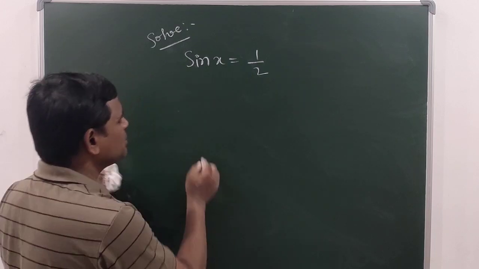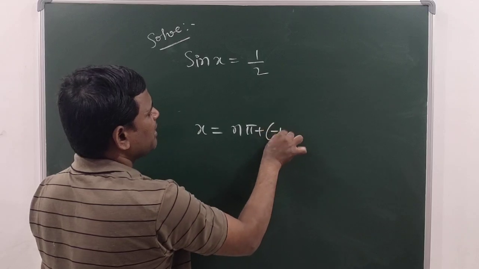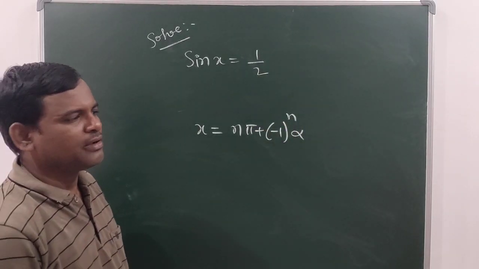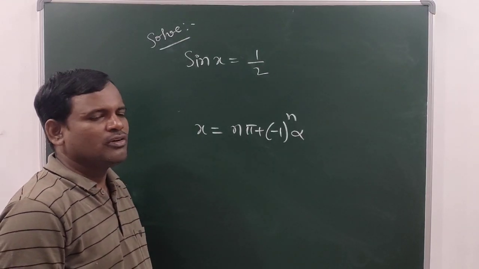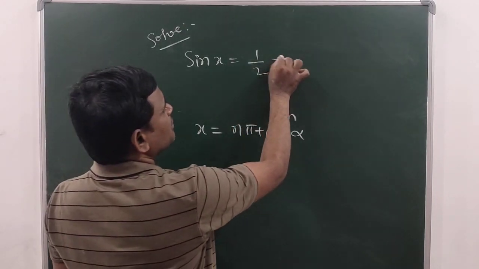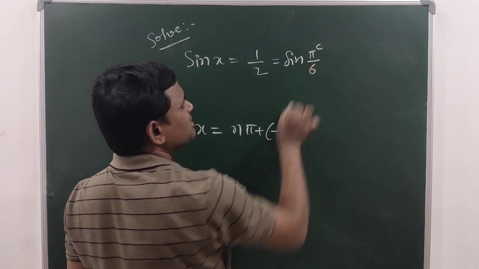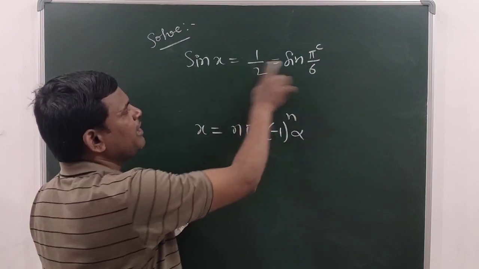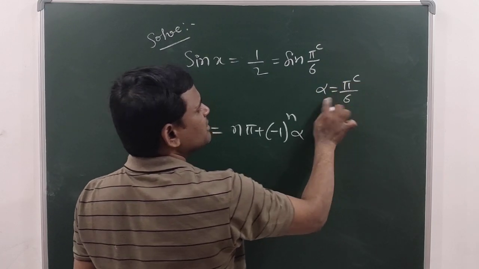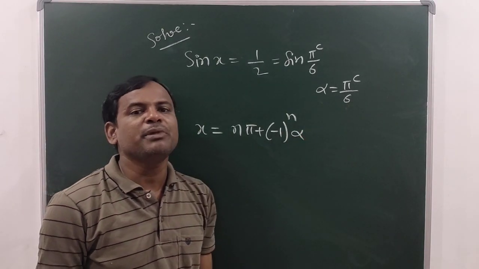From this formula only, x is equal to n pi plus minus 1 whole power n alpha. First, you have to express this in terms of sine. Sine of pi radians by 6, that is 30 degrees. Now identify the alpha value. Alpha equal to pi radians by 6. This is the principal solution, which we have to write from the principal domain.